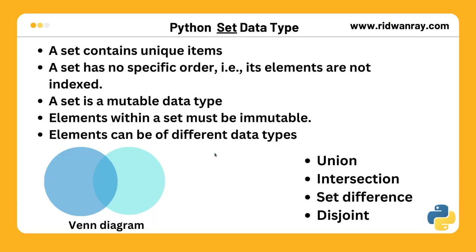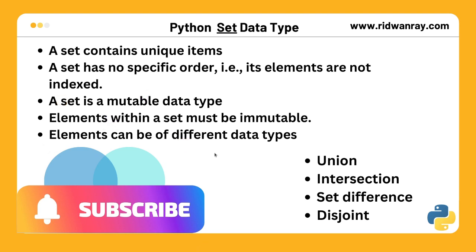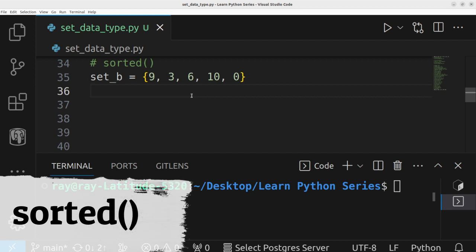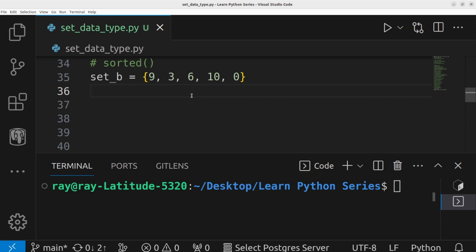Hi friends and welcome. In this part of the course, we are going to cover some built-in functions that can be used with a set data type. The sorted function provides a way to transform a Python set into ordered values. When the sorted function is used with a set, the final output will be a sorted list of items.